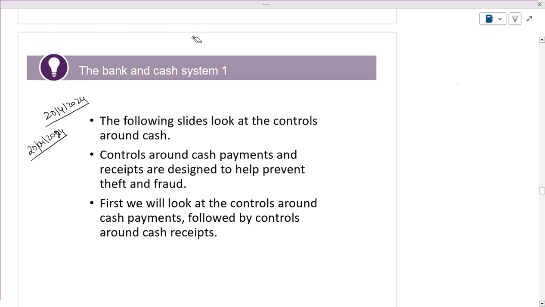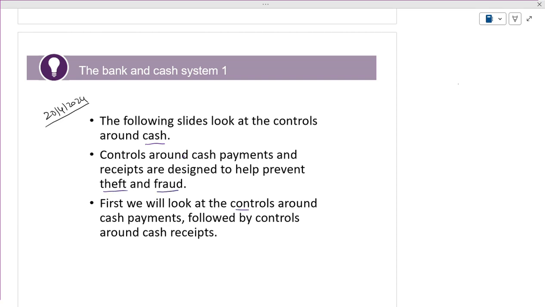Now coming back to this, why are we doing what we are doing? Simple, it is cash. Initially we had a little bit of concept understanding. Now the following slides look at control of cash. How are we going to control it? Cash is very important, and the most important thing is segregation of duties. Controls around cash payments are designed to help prevent theft and fraud.